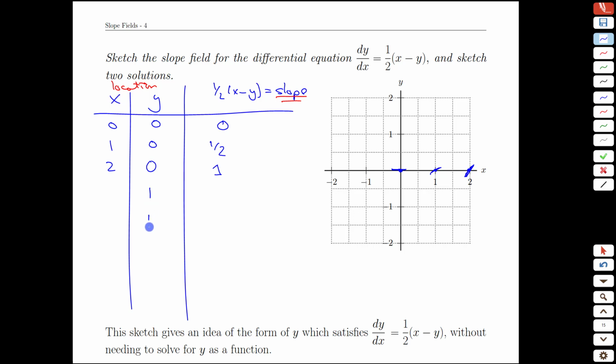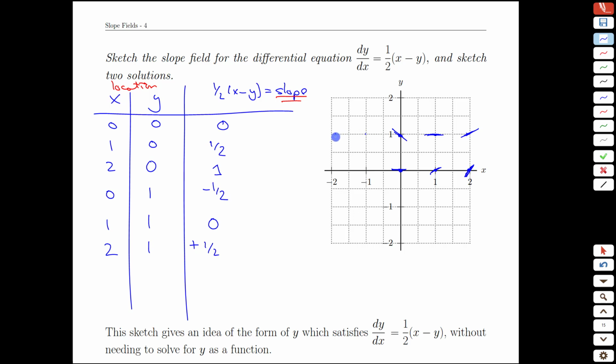Then maybe we go up to y equals 1 and do the same thing. 0, 1: 0 minus 1 is negative 1 times 1/2. That's negative 1/2. 1 and 1, that gives us 0. 2, 1, that's 2 minus 1 times 1/2. That'll be positive 1/2. These points all have y equals 1. All right, and then it was negative 1/2 slope, 0 slope, and then positive 1/2 slope. You can see that we're getting a sketch roughly of the shape here.